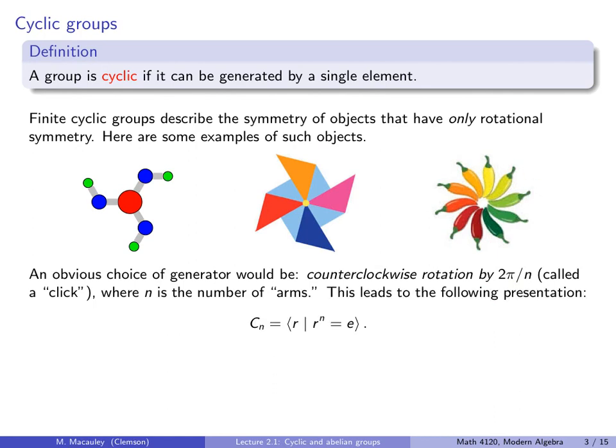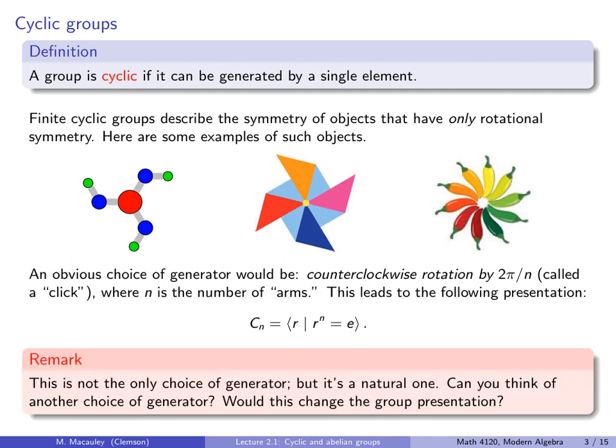Using that generator, we get the following presentation. We get the cyclic group, let's call it Cn, C for cyclic and n for the number of elements, generated by a single rotation r, subject to r applied n times is just the identity rotation. One quick remark: this is not the only choice of generator, but it is a natural one. So let me ask you, can you think of another choice of generator? And if so, would this change the group presentation above?